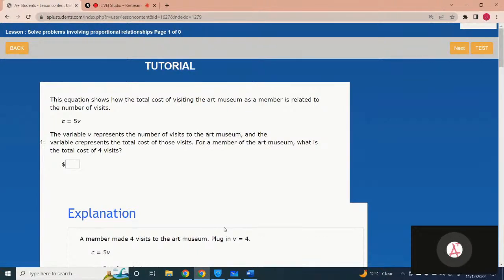This equation shows how the total cost of visiting the art museum as a member is related to the number of visits. C equals 5V. The variable V represents the number of visits to the art museum and variable C represents the total cost of those visits. For a member of the art museum, what is the total cost for 4 visits? Got it?